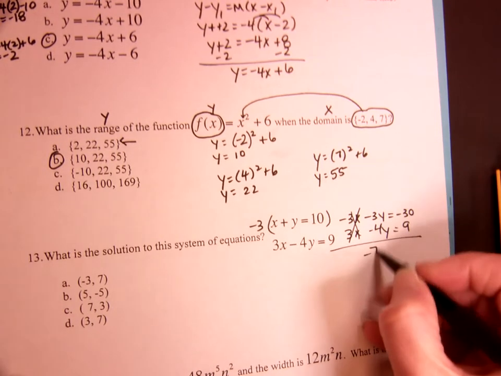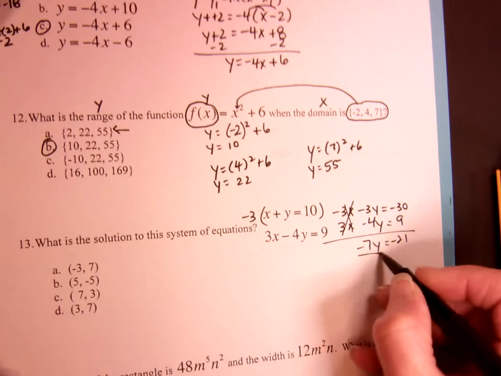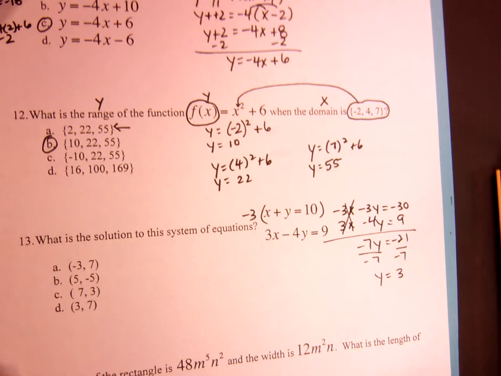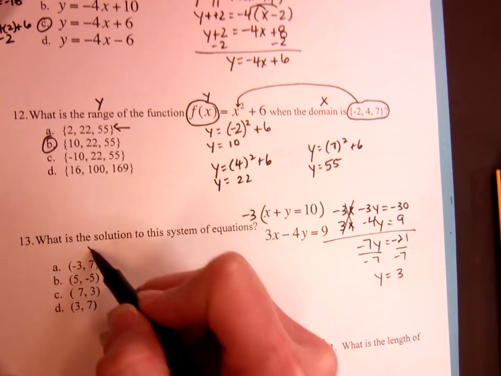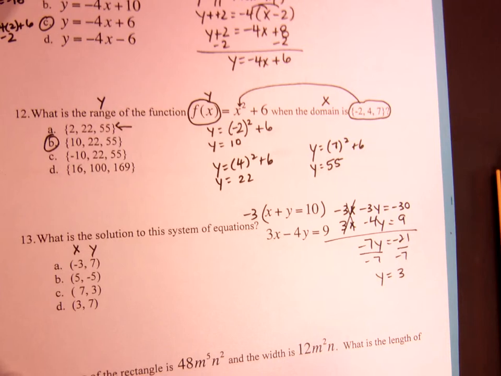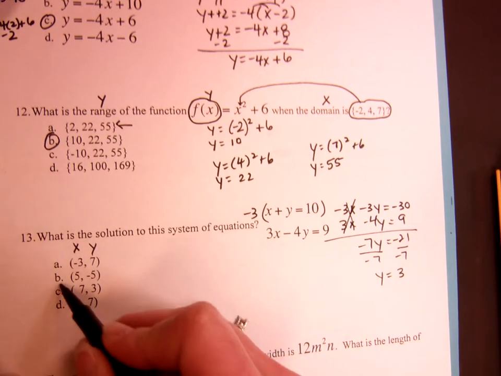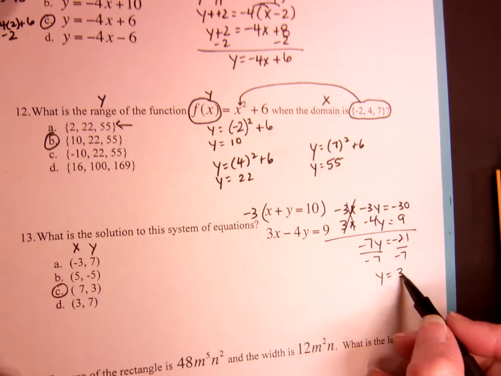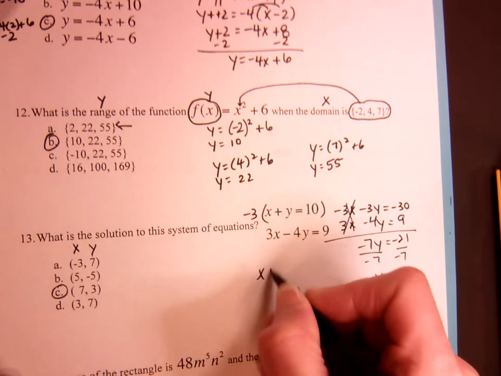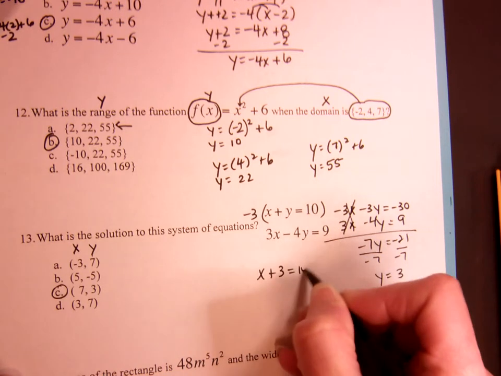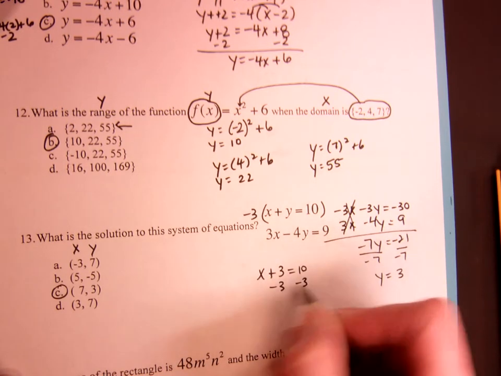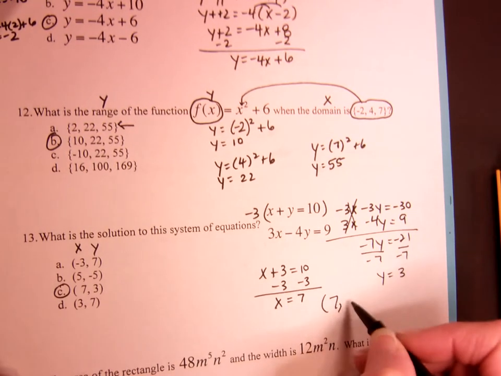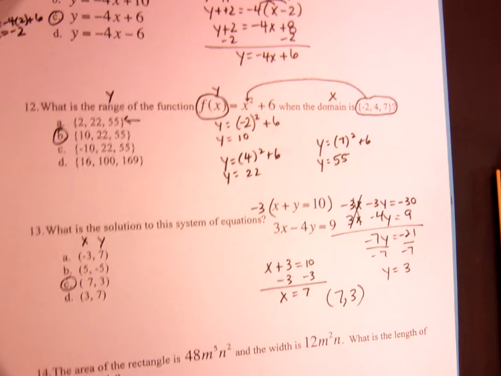So this is negative 7y equals negative 21. If we divide by negative 7 on each side, y is equal to 3. If you look at it, the y is equal to 3. Here's your y number, there's your x number. The only one that has the y that's equal to 3 would be letter C. But to double check that it's a 7 that it's connected with, we just plug that number back into one of the original equations. So I'm going to put the 3 in for the y and solve for x. So this would be minus 3 on both sides, and x is equal to 7. So that means, remember, you put them in alphabetical order. 7, 3 would be your answer.